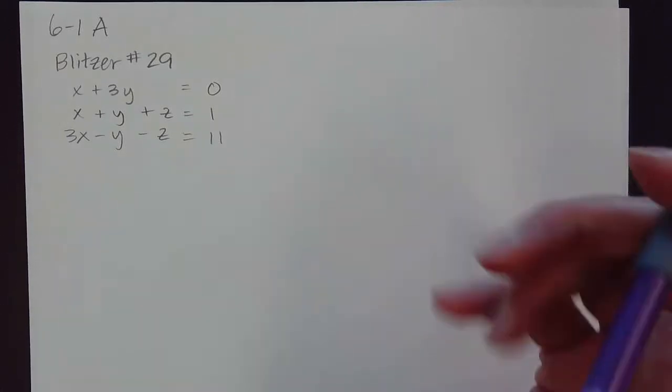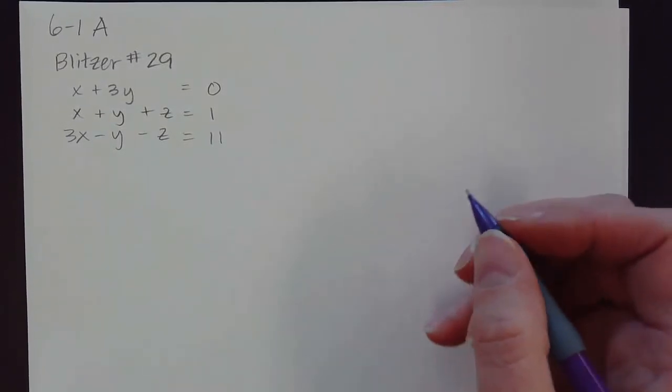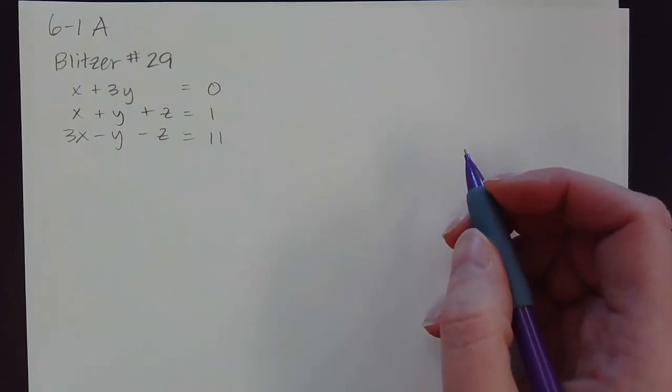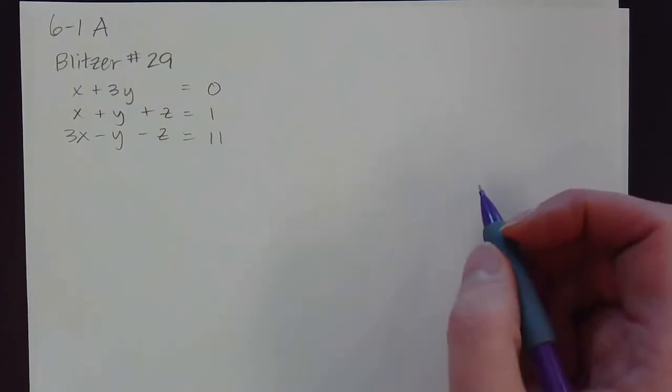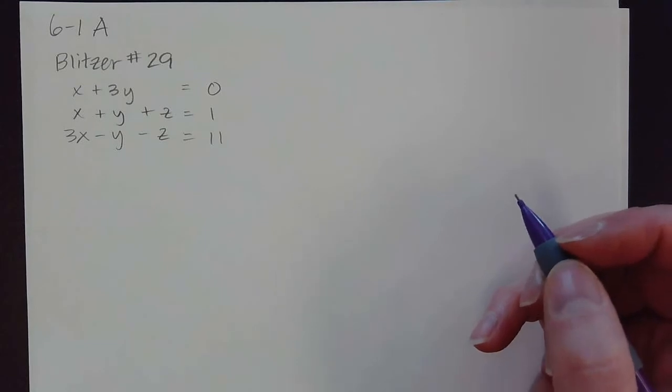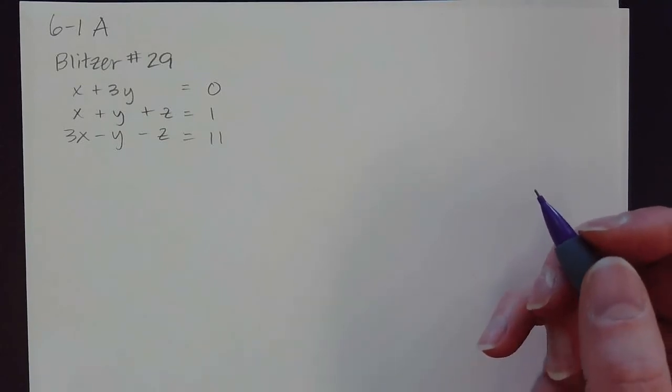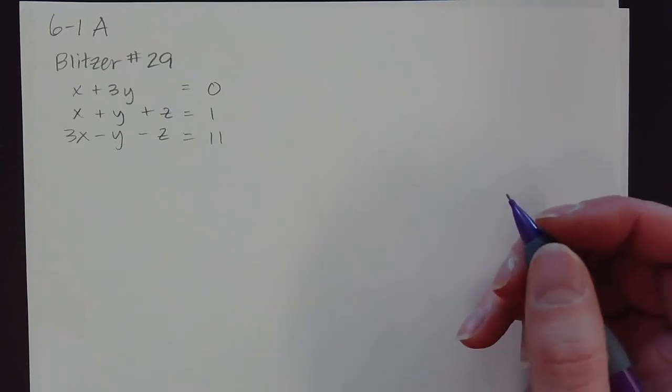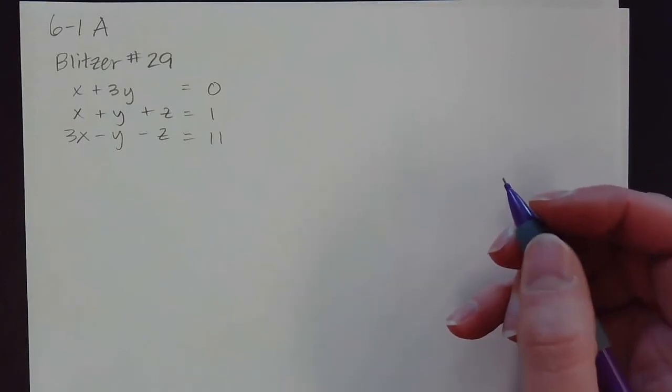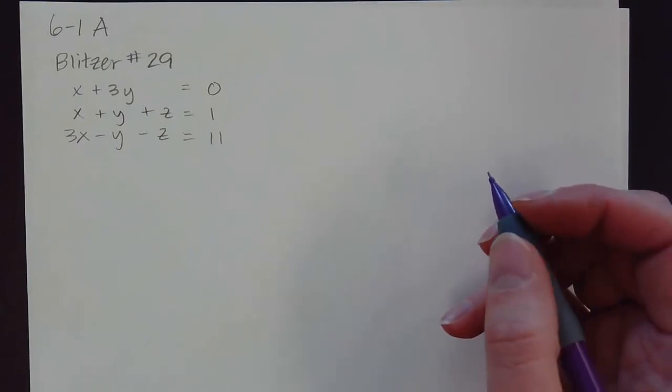So this is a bonus video, and we're looking at assignment 6-1. We're working on problem number 29, and this is on that Blitzer homework that's on Canvas, Blitzer 8.1 and 8.2. So we're doing problem 29, and it says that we can use either Gaussian elimination and back substitution or Gauss-Jordan.